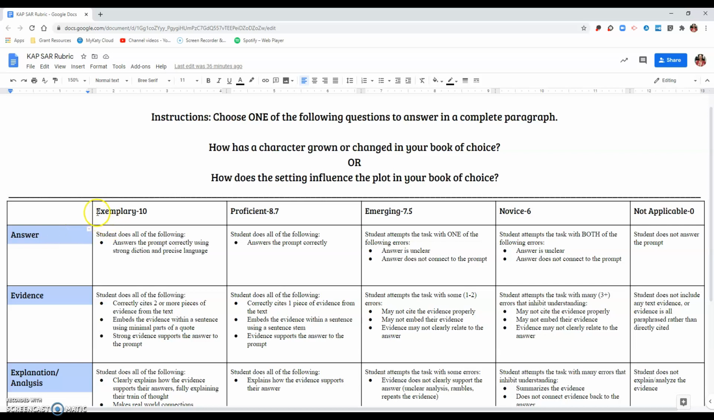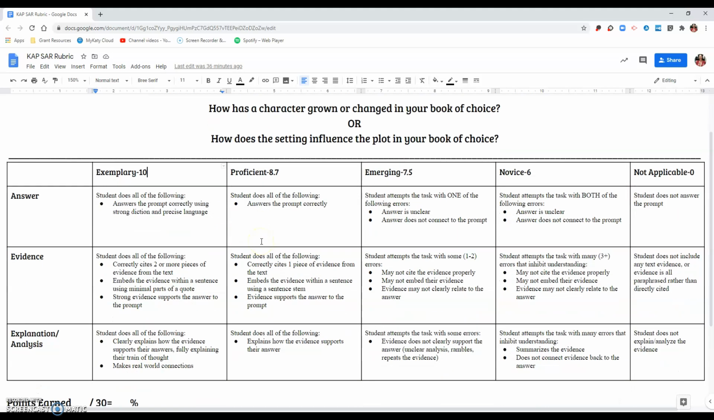Now up here, we have different points and different names for each point. So over here, it goes from exemplary with 10 points available to not applicable with 0 points available. Now, when we look at rubrics, I always like to start by looking at proficient. Proficient is exactly where we want you to be. Proficient is exactly where you're supposed to be at this grade level at this time.